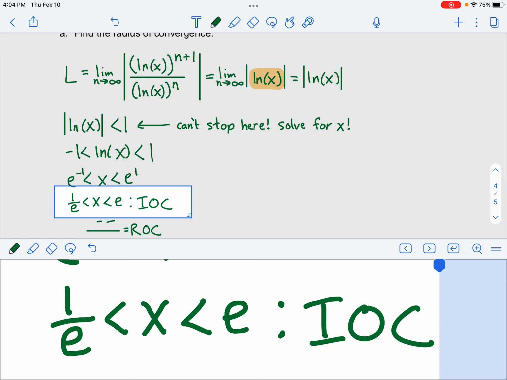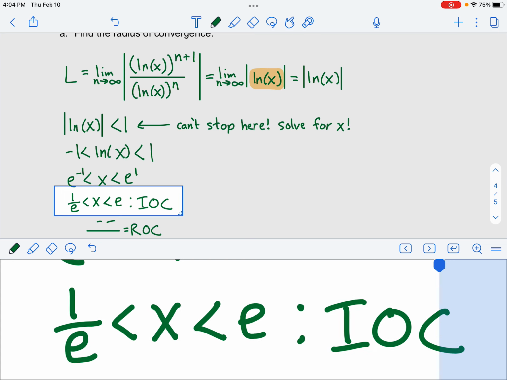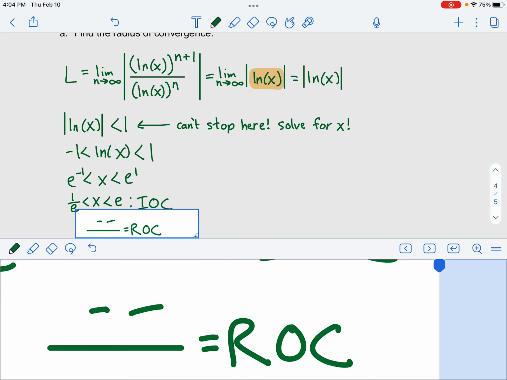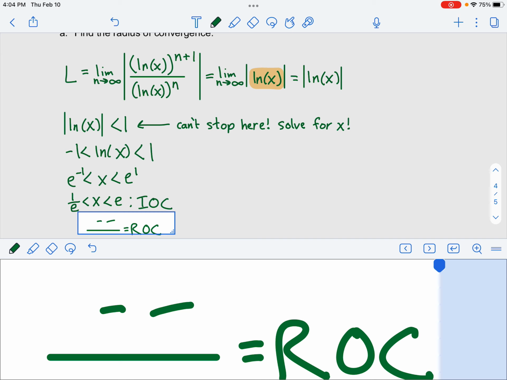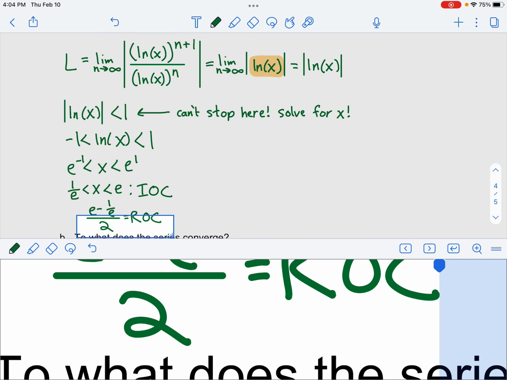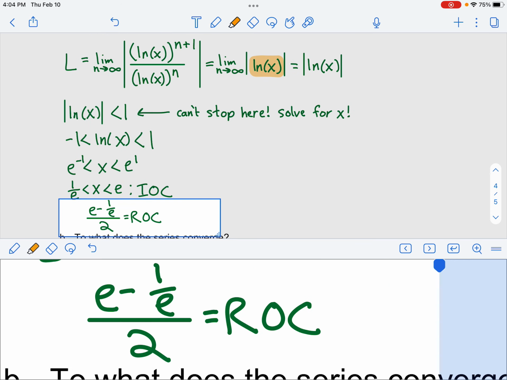Now, unlike a nice answer with some integer values, where we can just subtract and divide by 2, we can still do the same here. We just can't really simplify it. The radius of convergence is just going to be your range, so e minus 1 over e, cut in half. That is going to be the radius of convergence.